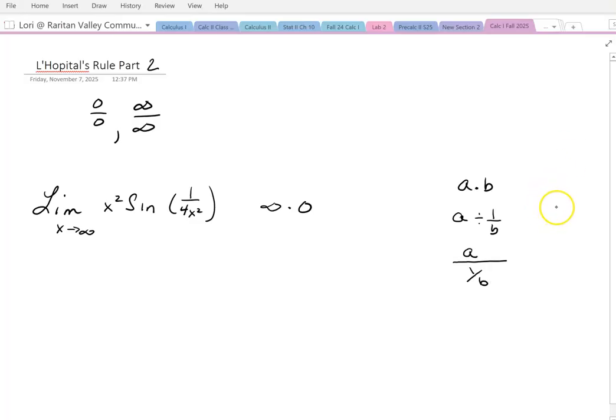Or it could be b divided by 1 over a. A times b is the exact same function as a over 1 over b and b over 1 over a. It's a reciprocal rule because if you divide by the reciprocal, you're multiplying by the function itself. So we can utilize this rule to turn one of these functions over the other.